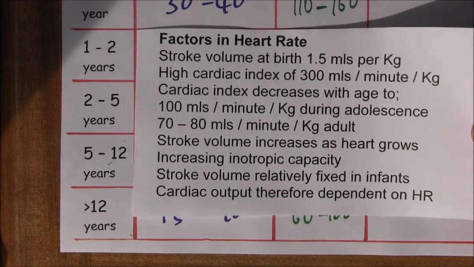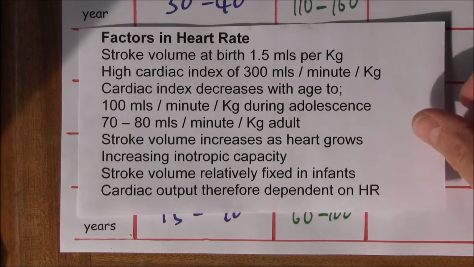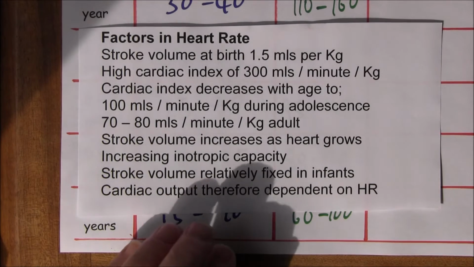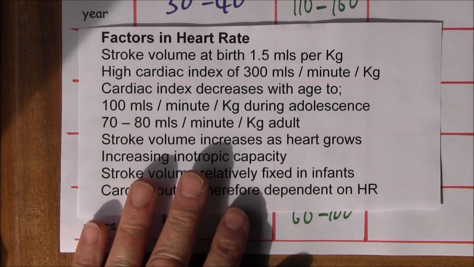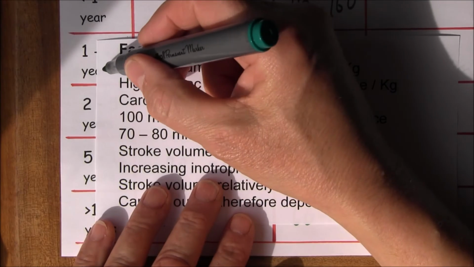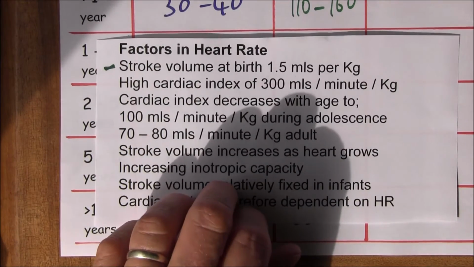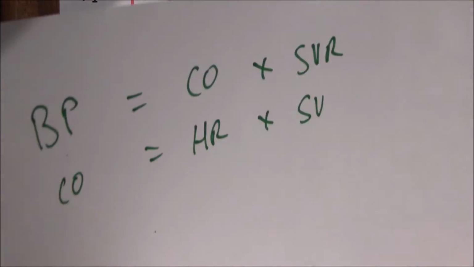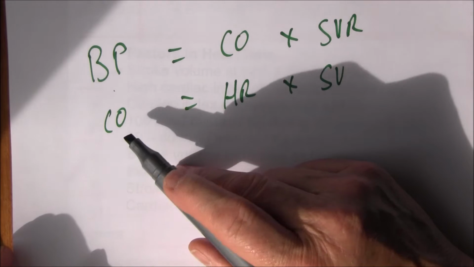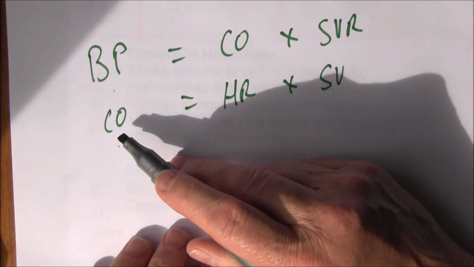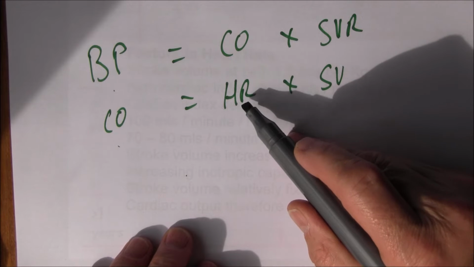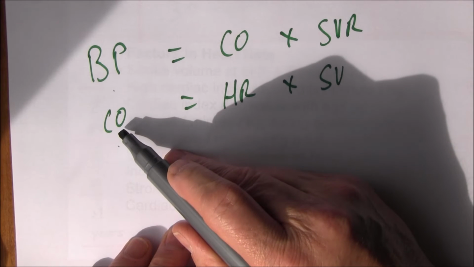Now, stroke volume at birth is very low. The neonate has a relatively small heart, and the stroke volume at birth is only 1.5 mils per kilogram. So the stroke volume is relatively low. Now, if the stroke volume is low, but we still need to maintain a cardiac output, can you see the only way to do that is to have a faster heart rate? So we have to have a faster heart rate to maintain the cardiac output.